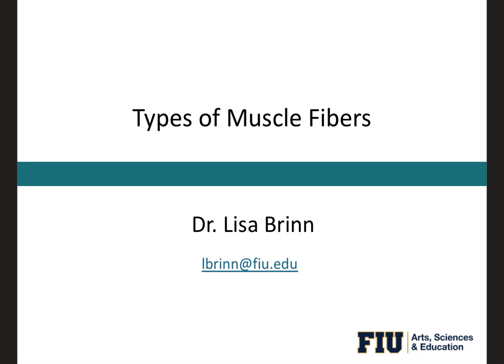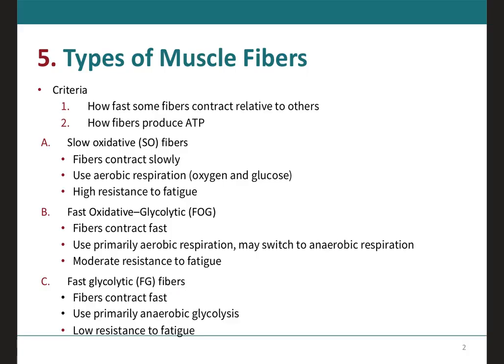Hello everyone. In this recording, we're going to be talking about the different types of muscle fibers. When classifying the different types of muscle fibers, there are two criteria to consider: how fast some fibers are going to contract relative to the others, and also how fibers produce ATP. By using these criteria, we come up with three main types of skeletal muscle fibers.